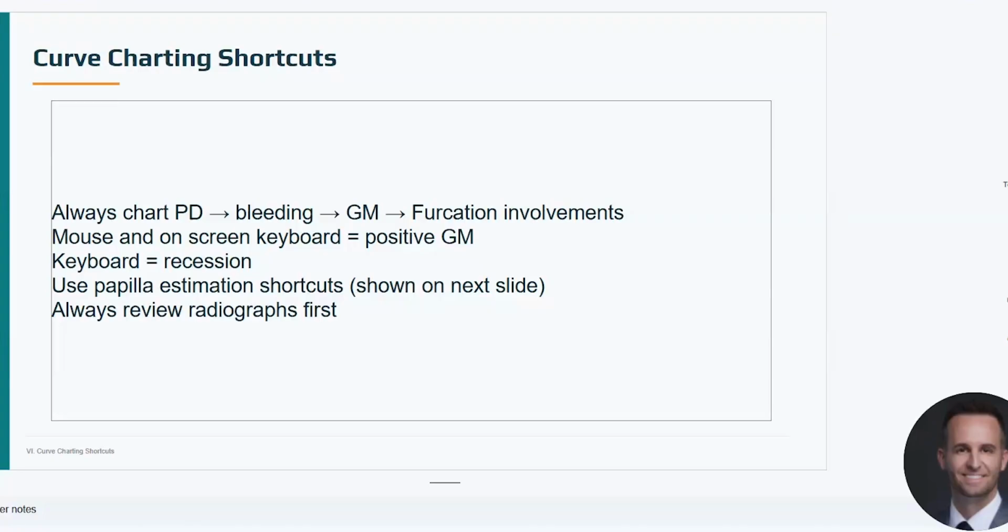This is a visual evaluation. We might stick the probe next to the tooth to make a measurement, but we're not actually poking anything down in. If you're poking someone on a gingival margin measurement, then you're doing it wrong. It's literally just a visual assessment. And then furcation involvements last. And then mobility, anything like that if it's present. So again, using the mouse and the on-screen keyboard for positive gingival margin levels and using just the keyboard for recession values. We're going to use papilla estimation shortcuts that I'm going to show you on my next slide, and always review the radiographs first.